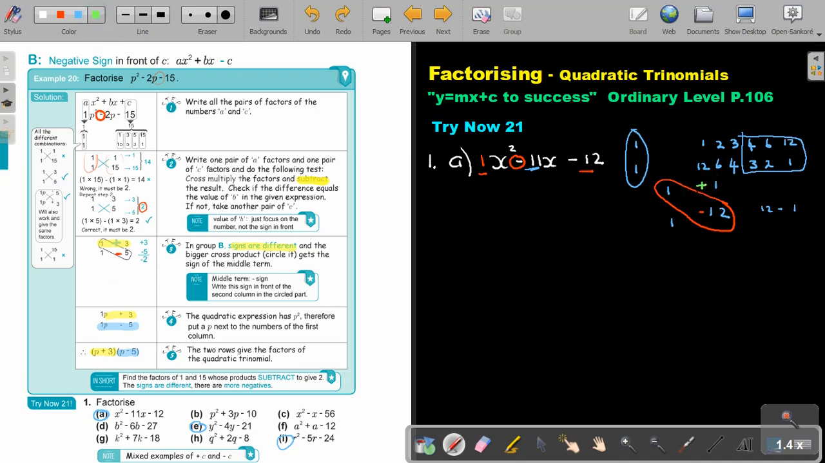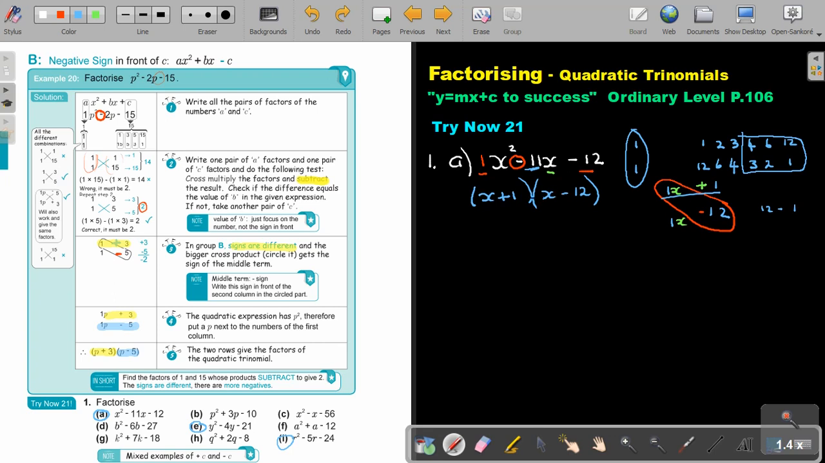What is the opposite? Positive. And if this is x squared, then this will just be x, x, always that. And then I'm just going to write it as x plus 1, that is my top, and x minus 12. And remember what I said? You can multiply it out to check if you are correct. Okay. So that is your final.